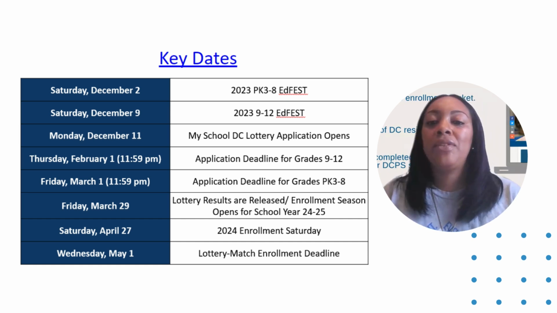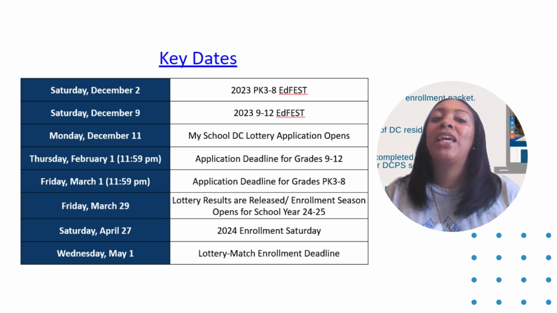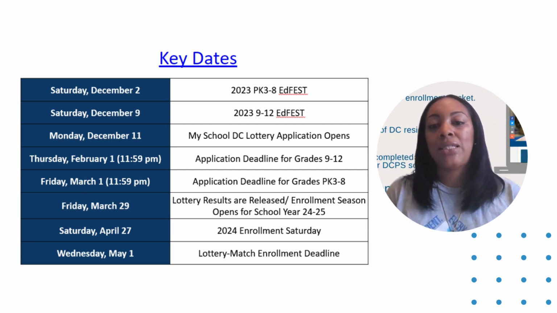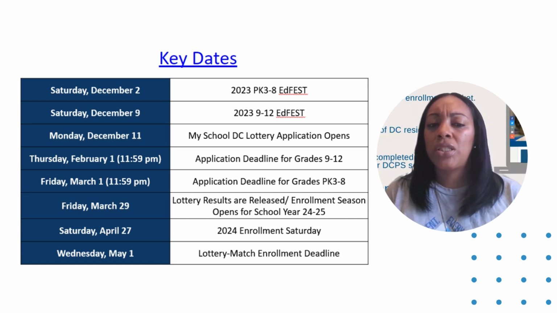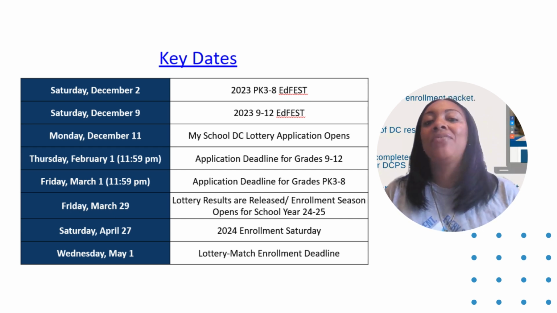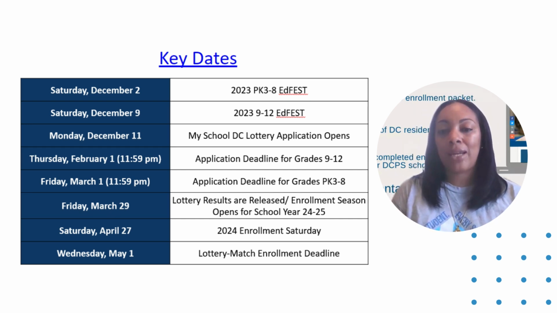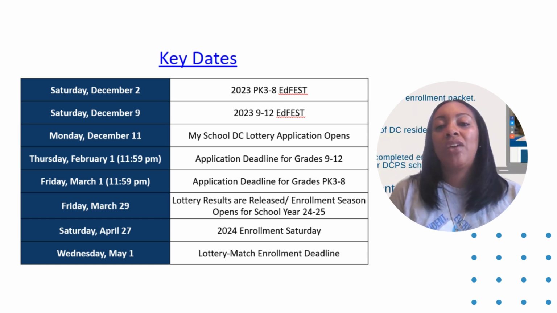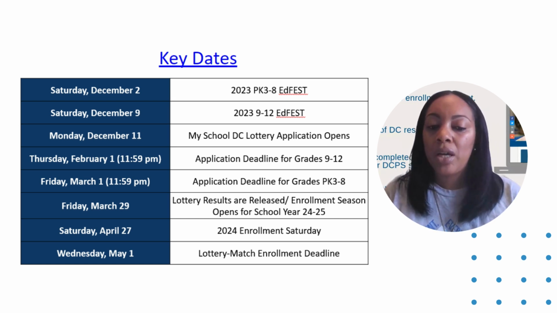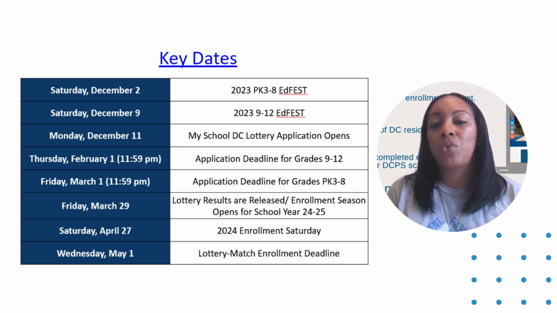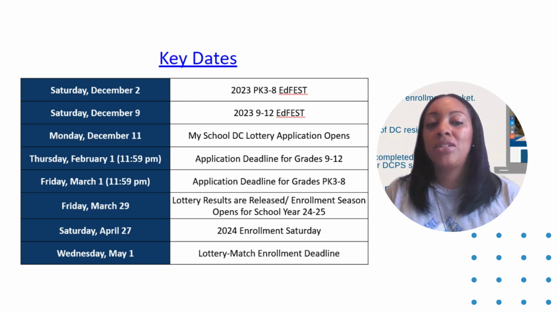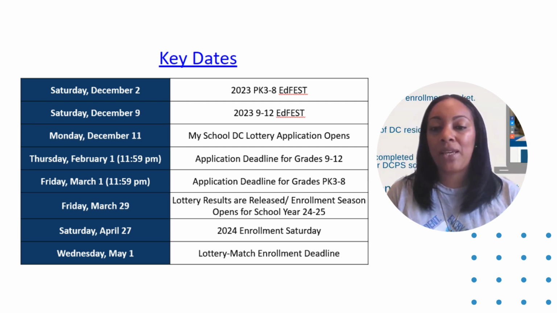On Monday, December 11th, again, the MySchoolDC Lottery application opens. So that is the day you can log in, you can start your application, you can start to choose your schools. So Thursday, February 1st at 11:59, and this is a hard deadline. This is the application deadline for grades 9 through 12. So if your student is looking for grades 9 through 12, their deadline is Thursday, February 1st, 11:59 p.m. And please, that is a hard deadline.